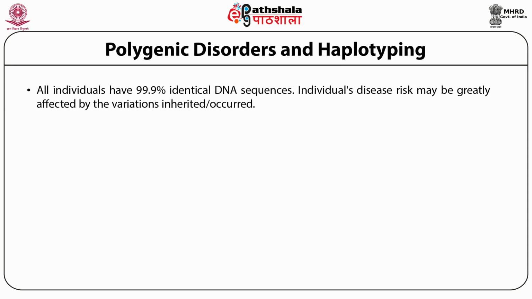All individuals have 99.9% identical DNA sequences. Individuals' disease risks may be greatly affected by the variations inherited or occurred. Single base differences in the DNA sequence where individuals differ are called single nucleotide polymorphisms. In short, they are called SNPs.